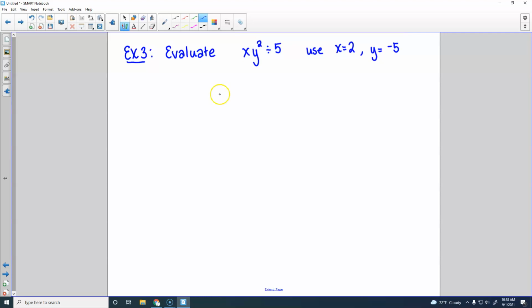Okay, so again, I'm still doing this to be extra sure everybody knows how to plug stuff in. So I've got a 2. So for my x, I'm going to erase my x, and I'm going to put a 2 there in parentheses. And then for my y, it's -5. I'm going to erase the y, just the y, not the exponent that goes with it. And I'm going to put my -5 in parentheses.